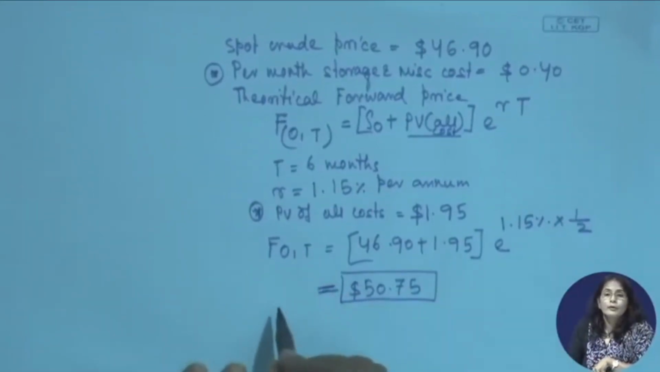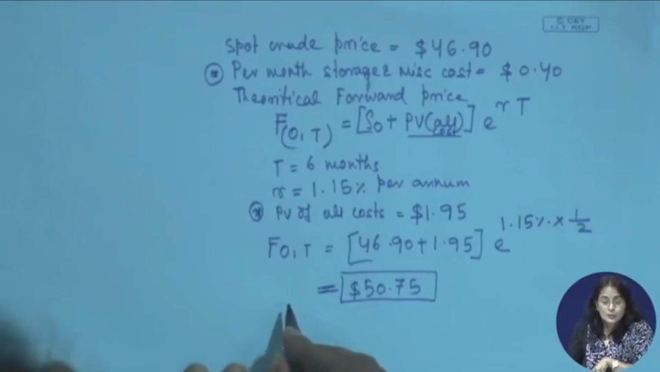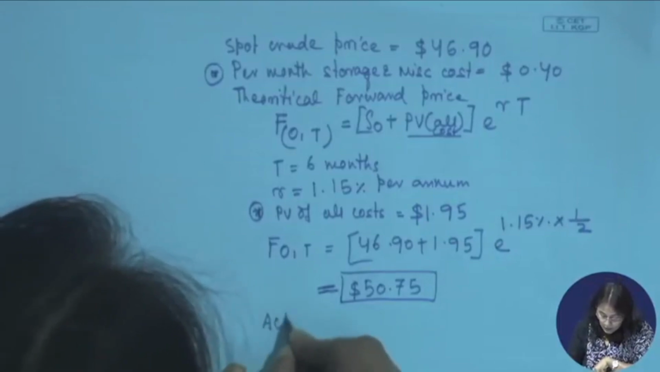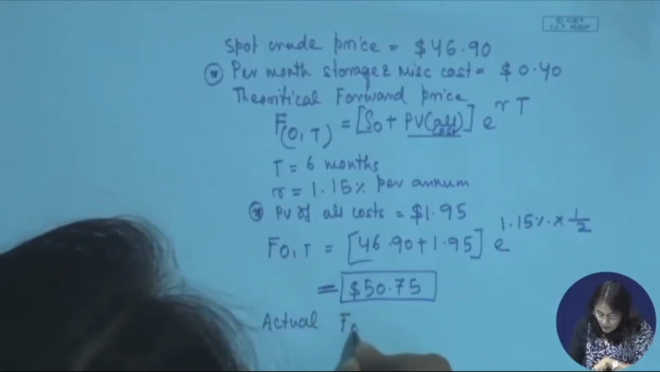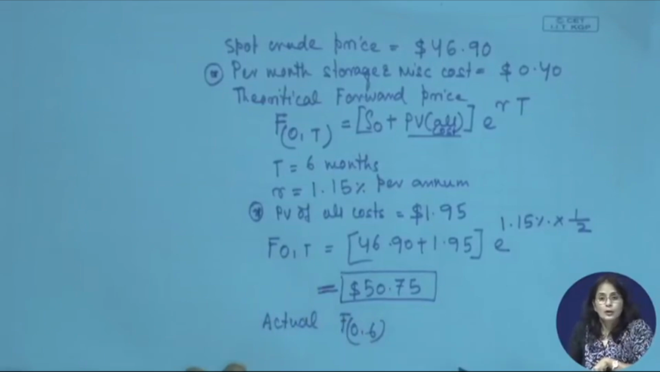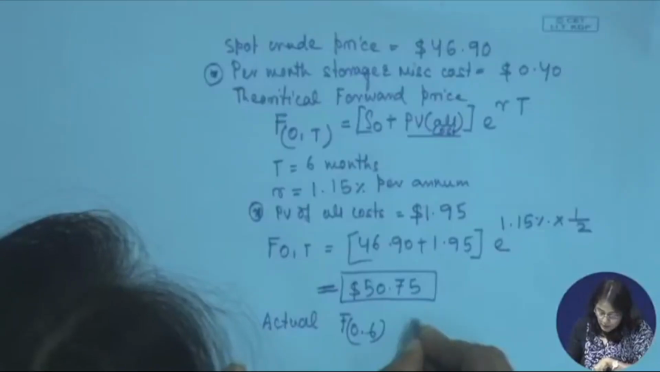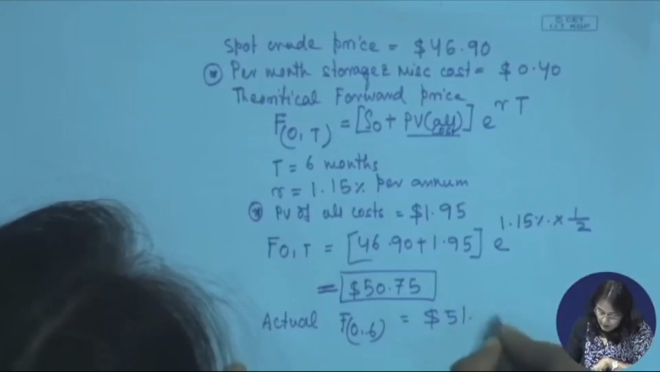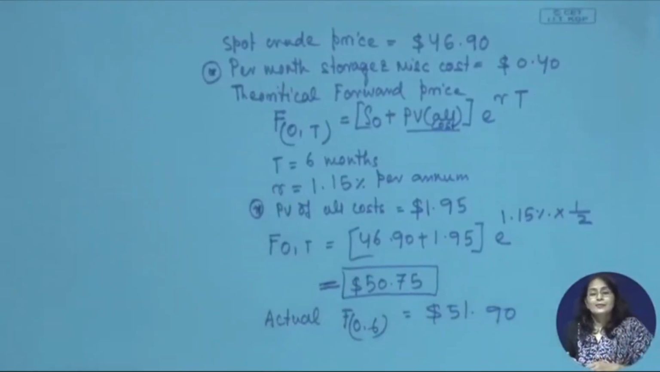Now if the 6-month forward contract, the 6-month futures contract, is trading at a price which is actual F0 6-month as per this contango graph, suppose let's say it is quoting at $51.90. Then this gives a very clear-cut indication to any trader to buy crude oil and store it, and simultaneously enter into a short futures contract.